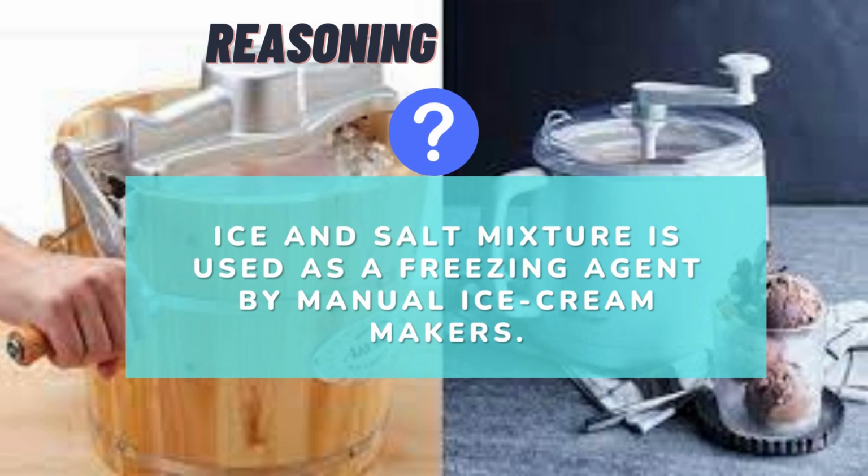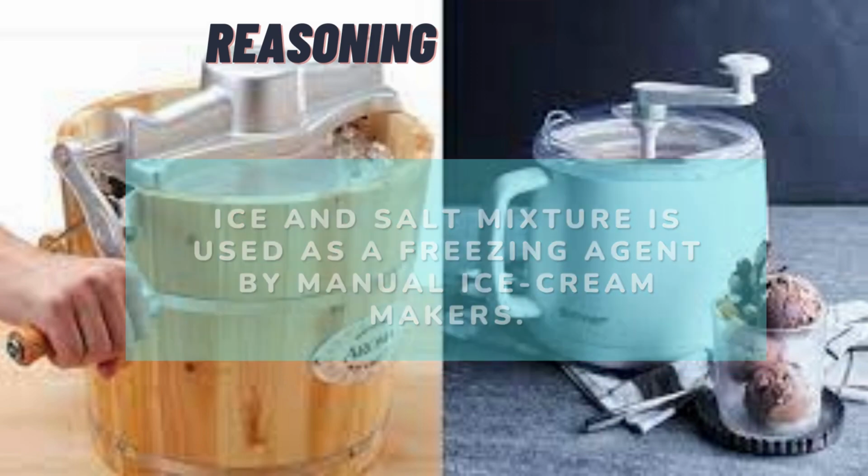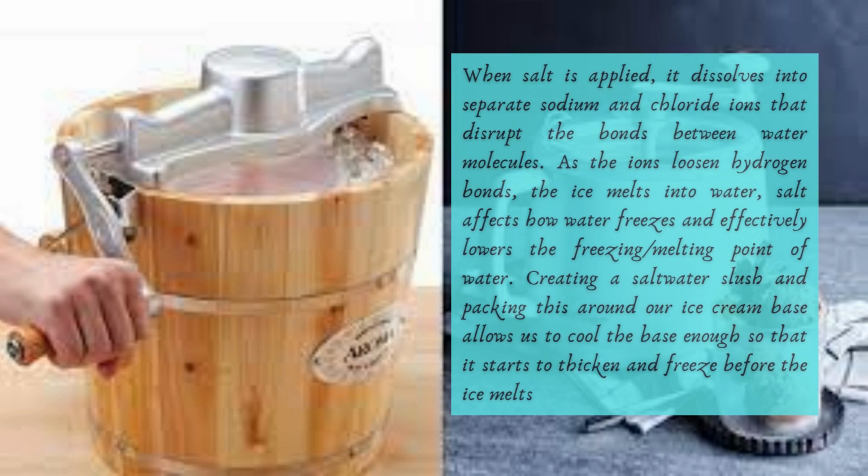Ice and salt mixture is used as a freezing agent by manual ice cream makers. Why? When salt is applied, it dissolves into separate sodium and chloride ions that disrupt the bonds between water molecules. As the ions loosen hydrogen bonds, the ice melts into water. Salt affects how water freezes and effectively lowers the freezing and melting point of water. Creating a saltwater slush and packing this around our ice cream base allows us to cool the base enough so that it starts to thicken and freeze before the ice melts.